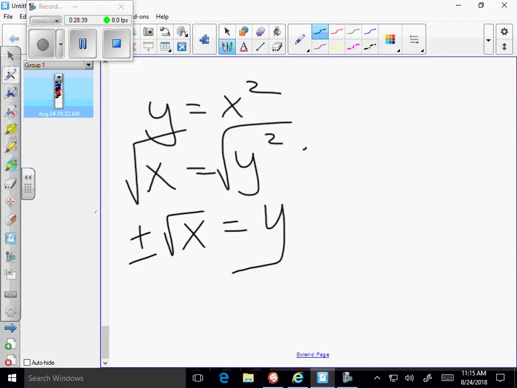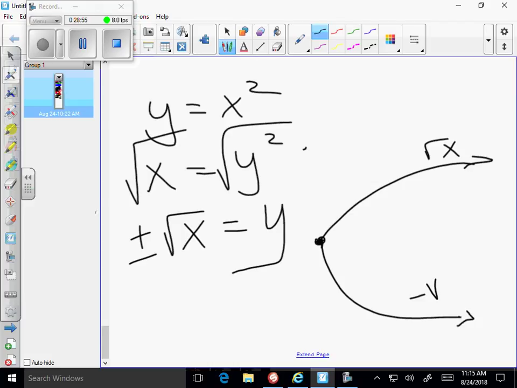But I'm looking at it, Mr. Kukla. Yeah, I know, we're all looking at it. But this is not the inverse. Because check it out, let's graph it. It comes in two pieces. One of those pieces is positive square root of x. The other piece is negative square root of x. Does this pass the vertical line test? And therefore, this isn't a function, and I don't say it's an inverse unless that inverse is a function.